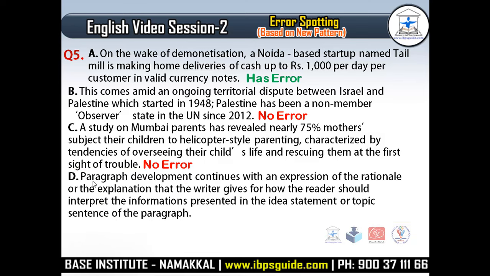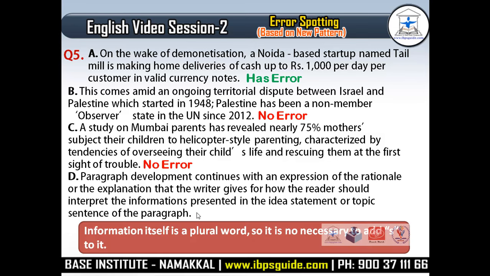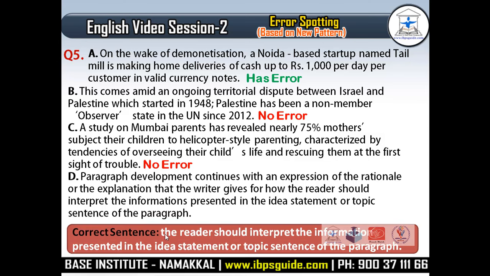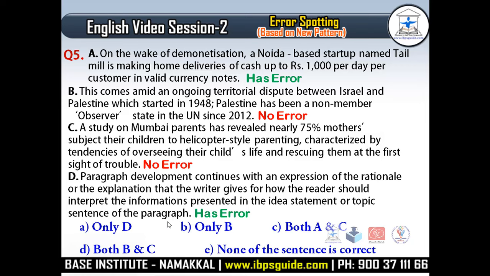Fourth statement: Paragraph development continues with an expression of the rationale or the explanation that the writer gives for how the reader should interpret the informations presented in the idea statement or topic sentence of the paragraph. In this sentence, information itself is a plural word. Okay. So there is no necessity to add s to it. So it has to be: the reader should interpret the information presented in the idea statement or topic sentence of the paragraph. It has error. So the correct option is D.